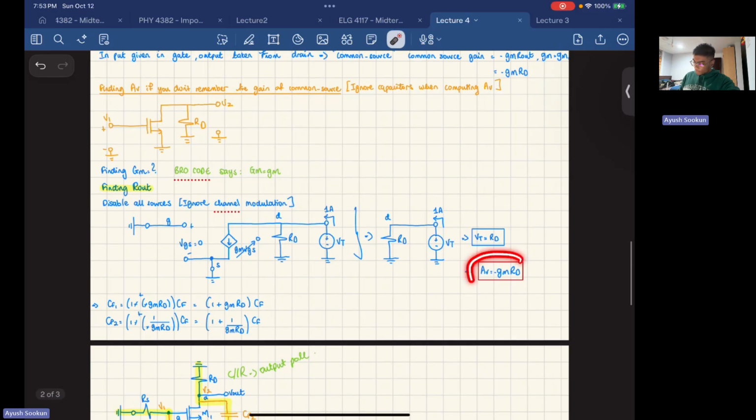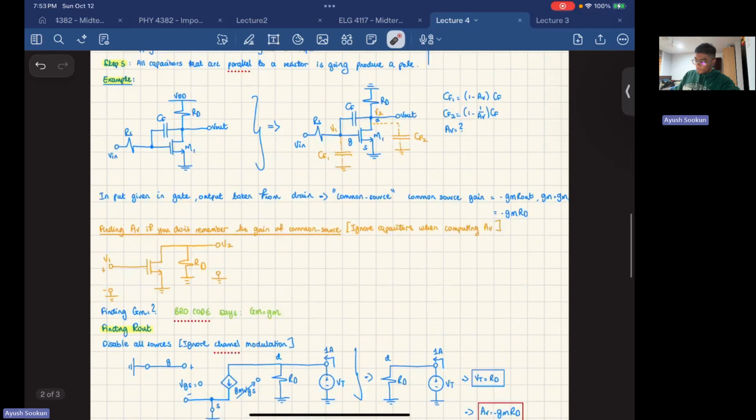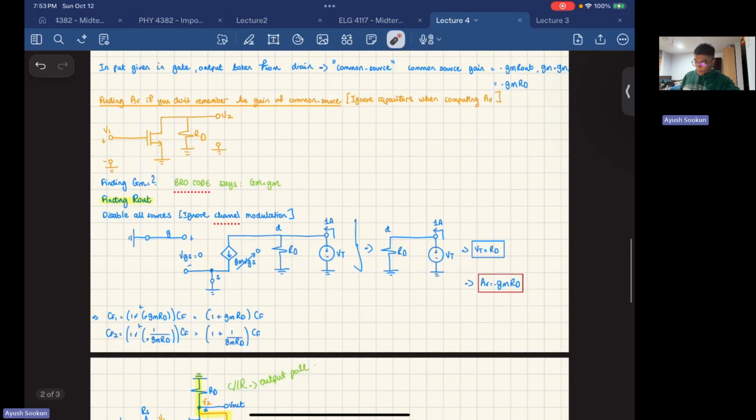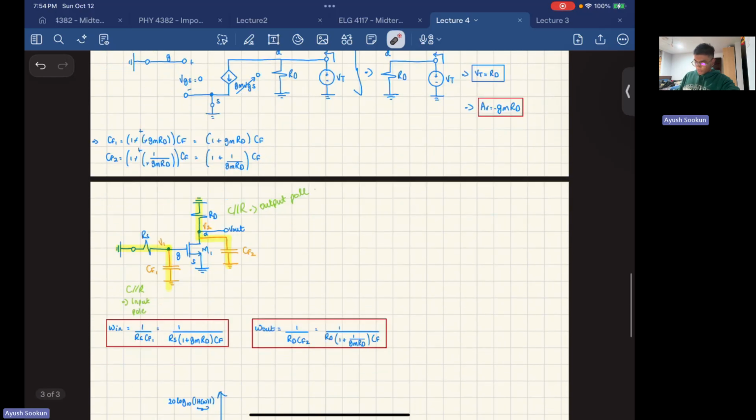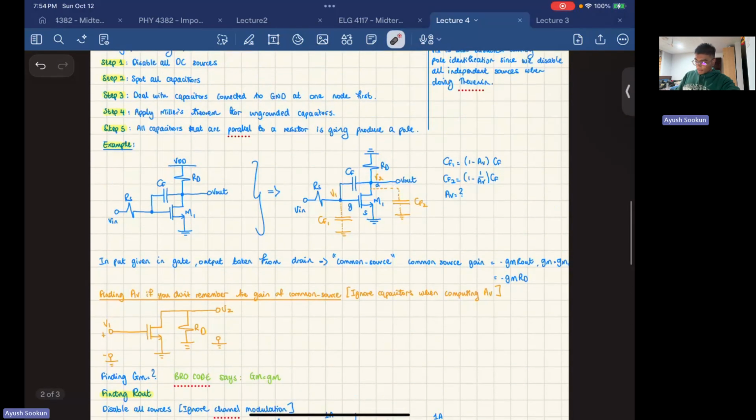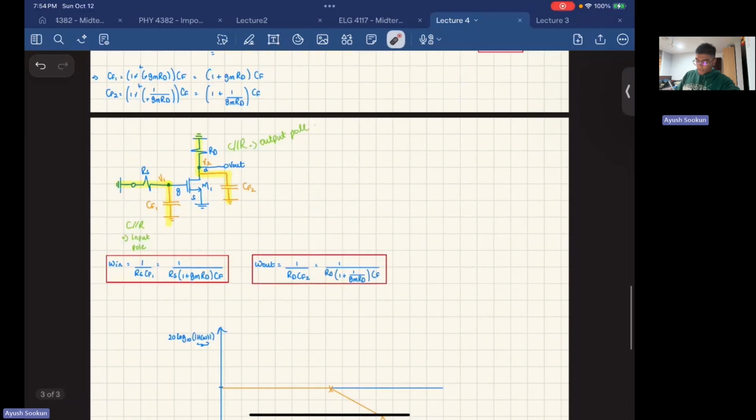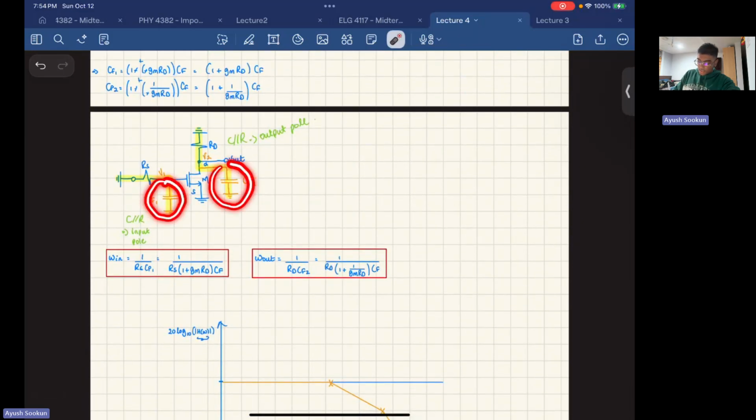Now all we have to do is take this AV and replace it into our capacitor equations right here, which means that CF1 is equal to 1 minus GMRD times CF, and CF2 is equal to 1 minus 1 over minus GMRD times CF. So this is equal to 1 plus GMRD times CF, and 1 plus 1 over GMRD times CF. This is your equation for capacitor 1 and capacitor 2. If you go down here, you can now ignore this capacitor because you know the equations and the values of these capacitors that are connected to ground.